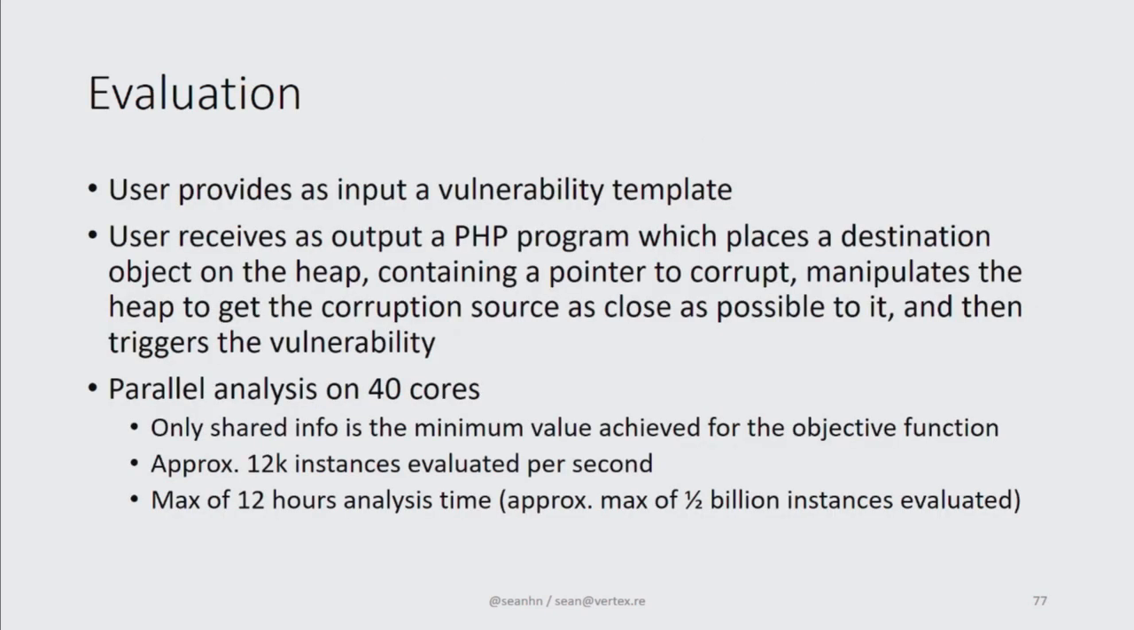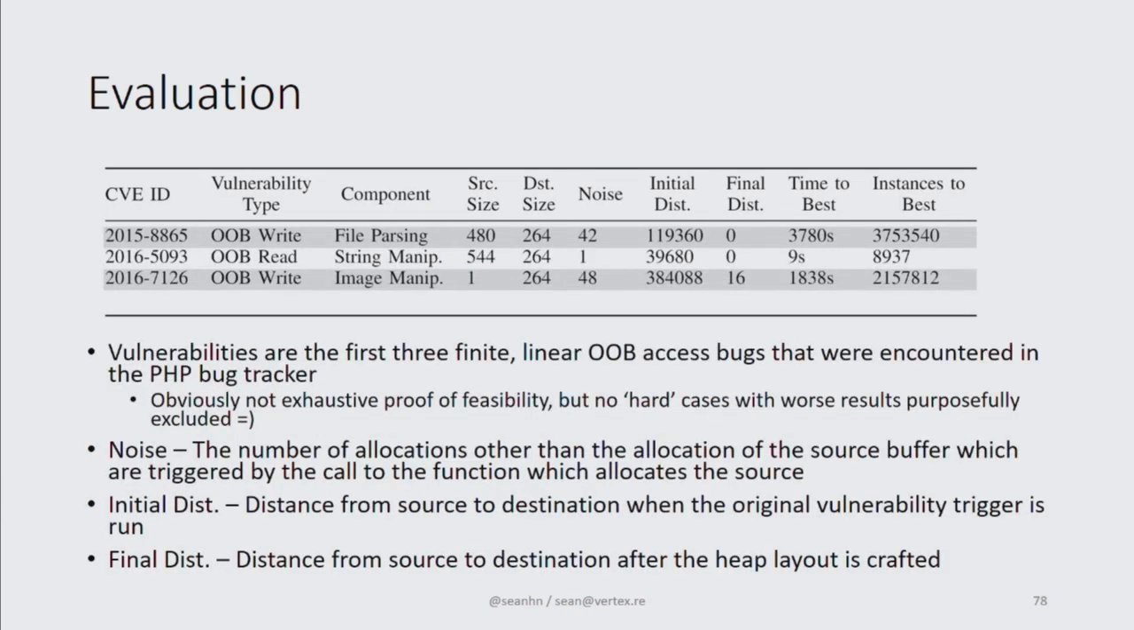Okay, so the evaluation for this was based on 3 CVEs from PHP's bug tracker. If you're wondering how I picked these, I effectively went to the bug tracker and started looking for linear overflows, and these were the first 3 that I came across. There's no purposely hard cases left out. It wasn't a case that I found 100 and these were the only 3 it worked on. These were the first 3 that I came across.